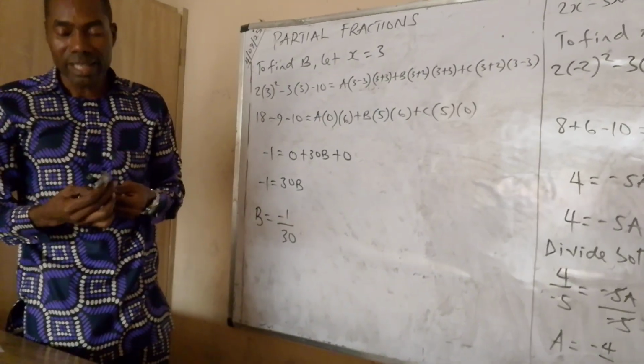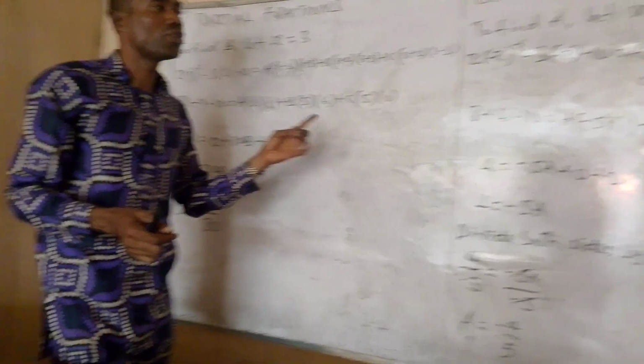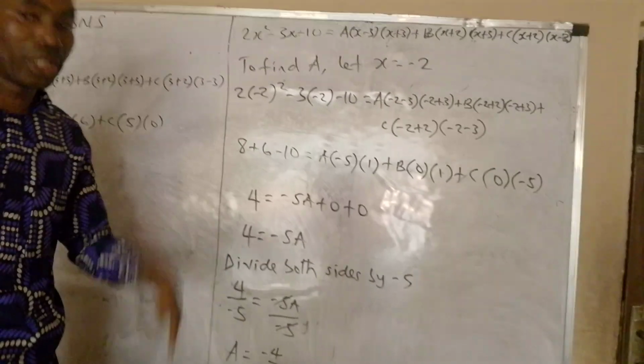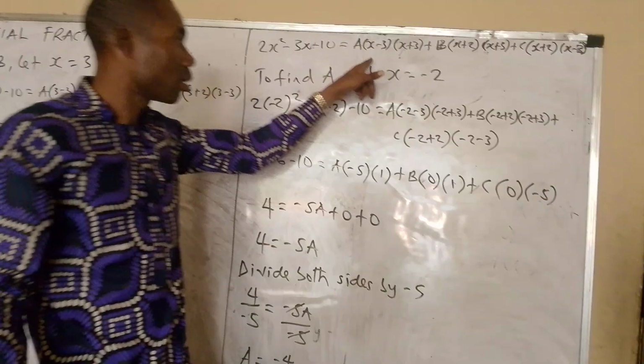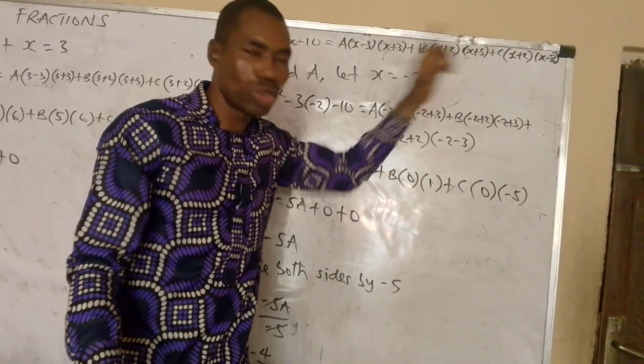Now finally, let's find C. Do the same thing there. Which of those three linear factors in the denominator, that A contains, B contains, but C does not contain.